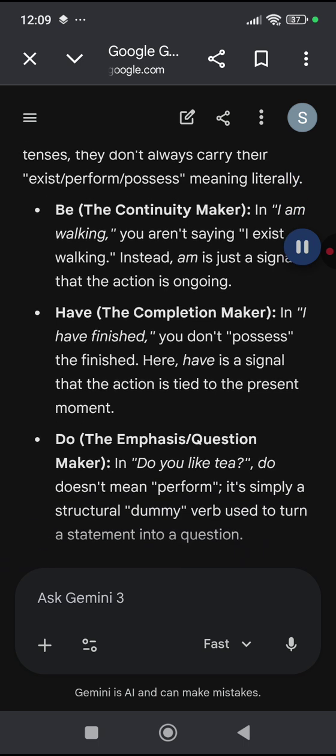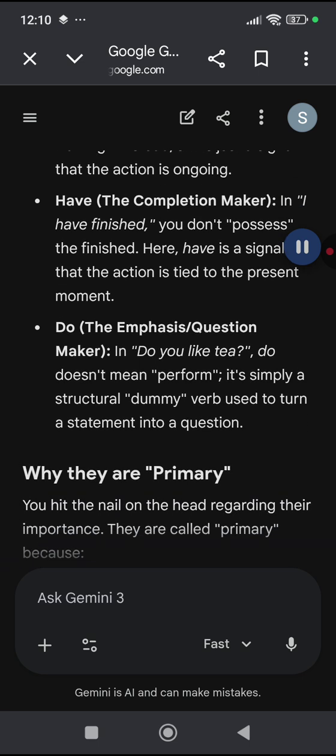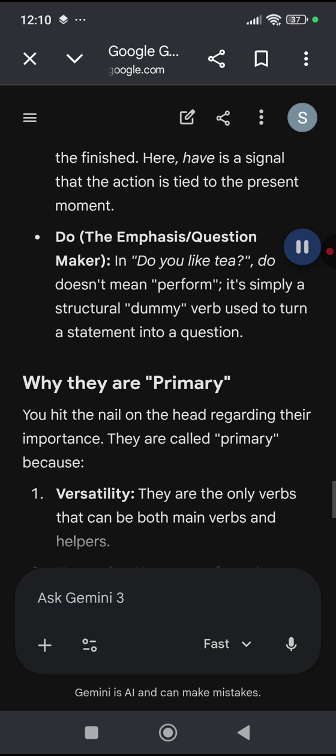Have, the completion maker, in I have finished, you don't possess the finished. Here, have is a signal that the action is tied to the present moment. Do, the emphasis, question maker, in do you like tea? Do doesn't mean perform, it's simply a structural, dummy, verb used to turn a statement into a question.